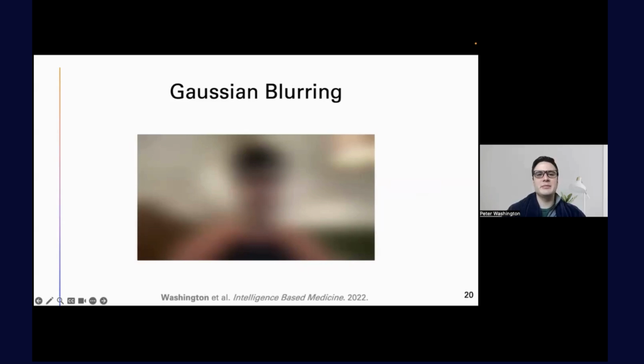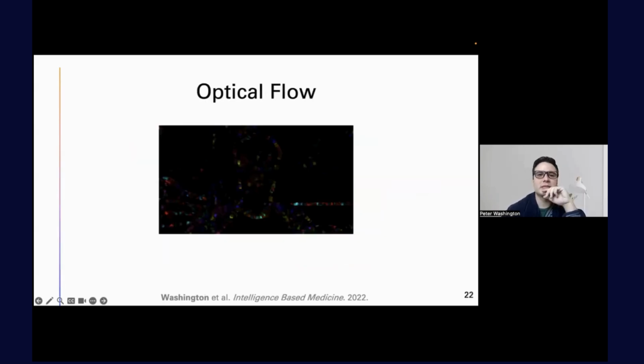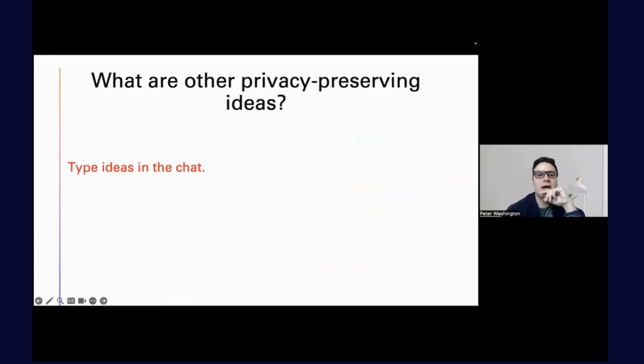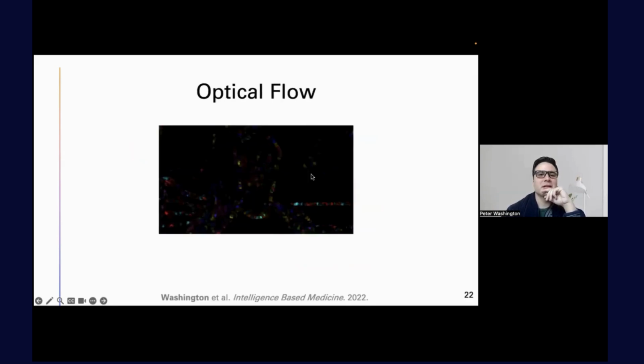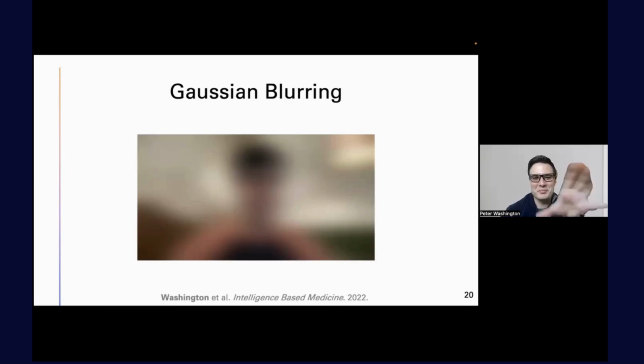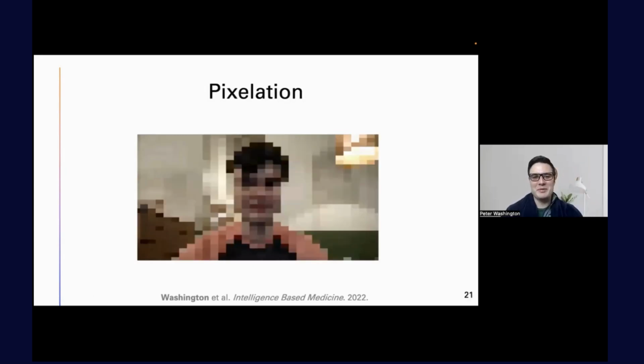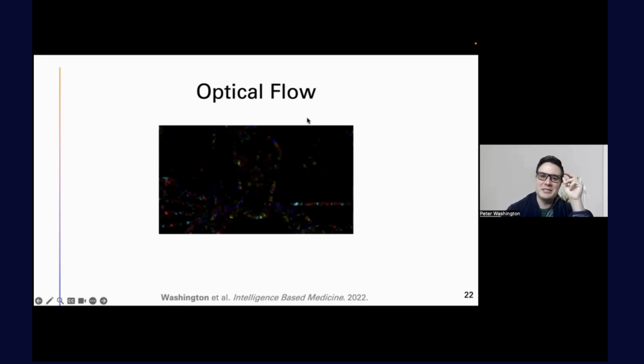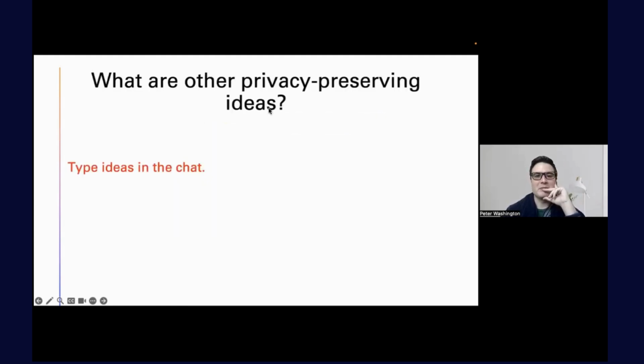So anyways, we looked at some other privacy preserving techniques like blurring and pixelation and whatnot. Okay, let me go through these more slowly. So blurring, we just blur the image. Pixelation, we pixelate the image. Optical flow is traditionally an activity recognition feature representation, but it kind of anonymizes it as well. You just kind of see the outline of things moving. Can anyone think of maybe more modern, sophisticated techniques?